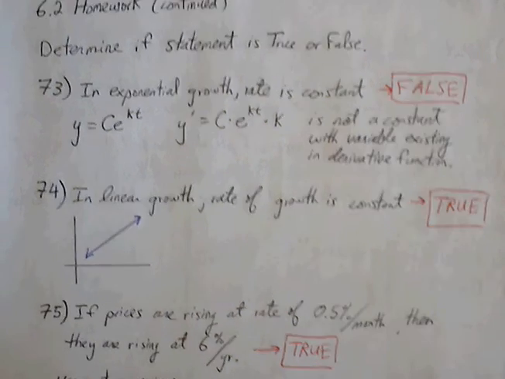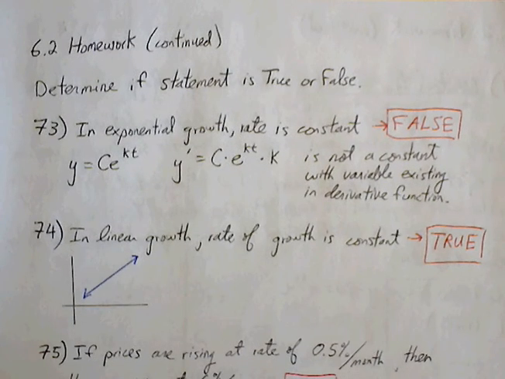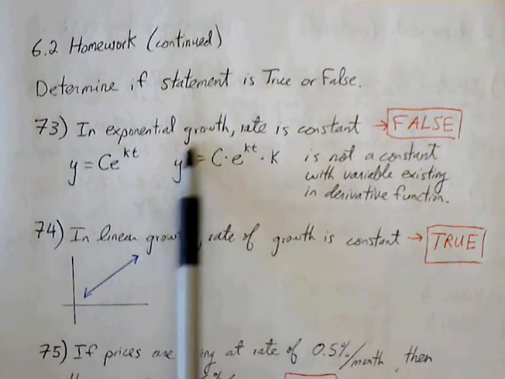Okay, the last few problems here, 73 through 76. Determine if the statement is true or false. In an exponential growth rate, the rate is constant.